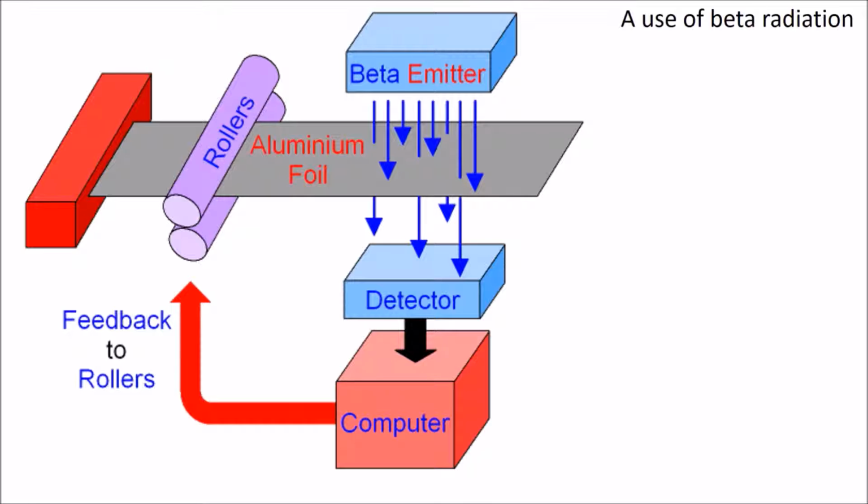Now, if too little radiation is being detected, there's not enough radiation coming through, that means the foil must be getting thick, and you send a message to the rollers to apply more pressure, and the foil gets thinner. So the foil stays within a certain boundary, a certain thickness throughout, and that's one use of beta radiation.